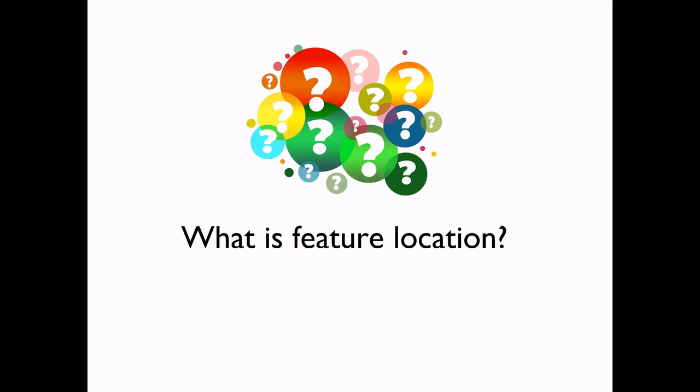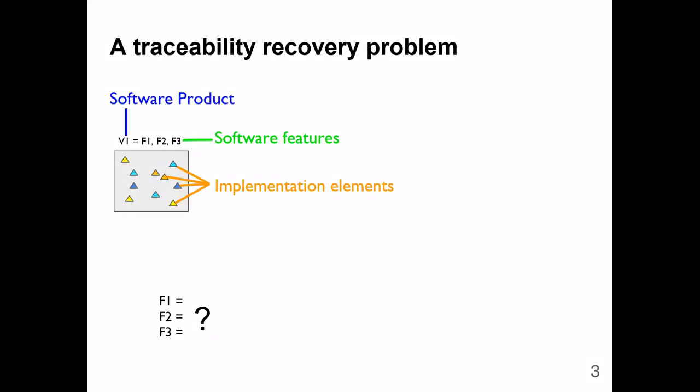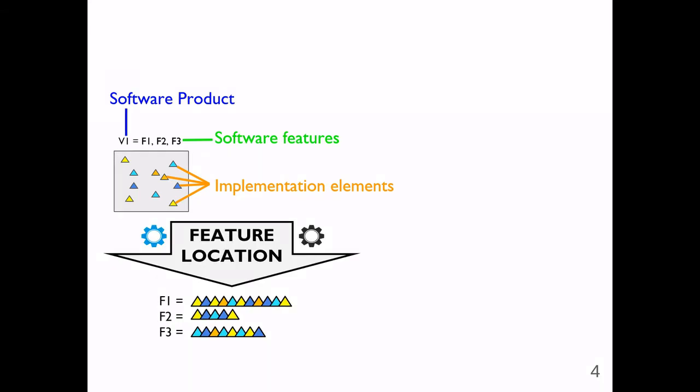For that, let's suppose that we have a software project that I'm going to call BWin, and it's made up of some software features. For this example they are F1, F2, and F3. Each of those is made of different implementation elements that could be classes, methods, variables, and so on. What is feature location? It is identifying and establishing the mapping between each feature and the implementation elements.